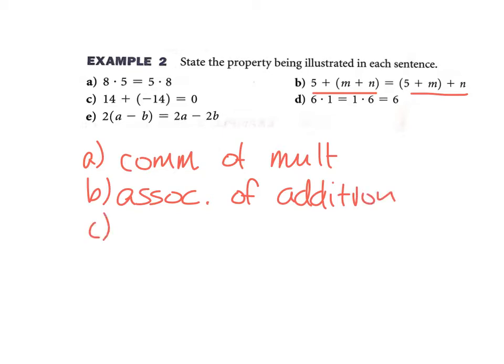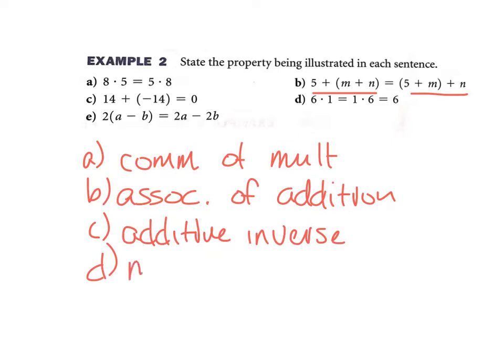Part C, they added opposites. Remember opposites, inverse is another word for that because they're adding. We would say that's the additive inverse. My marker's kind of going crazy on me here. Sorry about that. Part D, multiplied by 1. Remember 1, the 6 keeps the same identity all the way through, and because it's multiplication, it's the multiplicative identity. So we'll call it the mult identity.